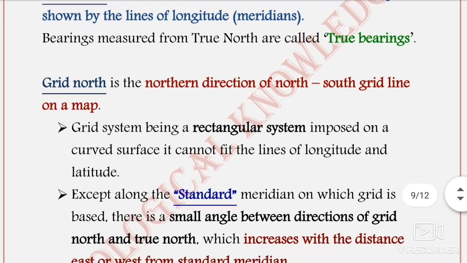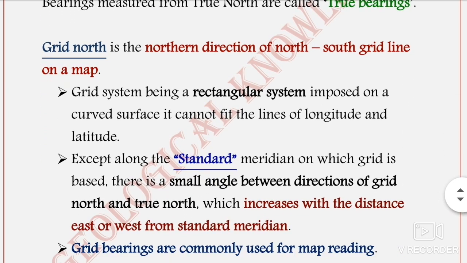Okay, and what is the grid north? Grid north is the northern direction of the north-south grid line on a map. If you have seen a map or stereographic projection, the northern direction of the north-south grid line is known as the grid north.